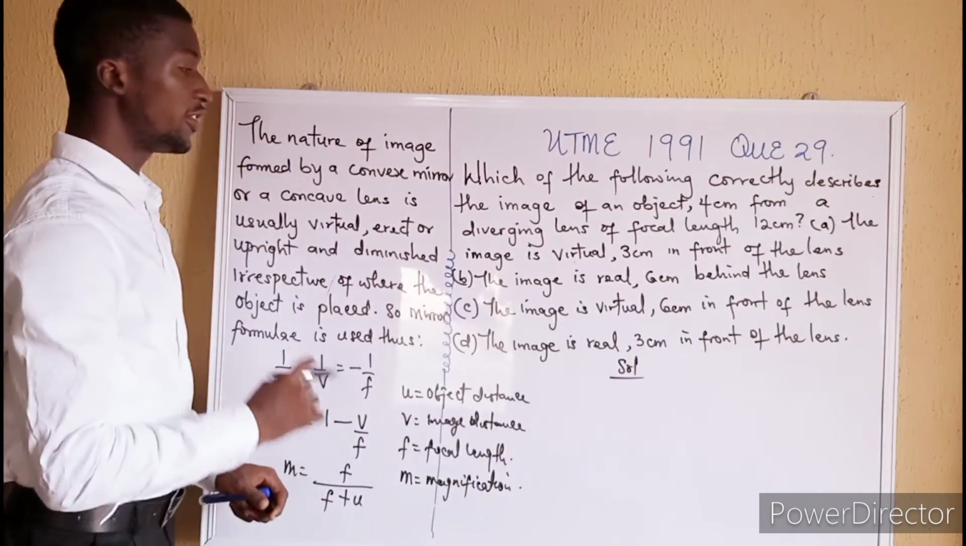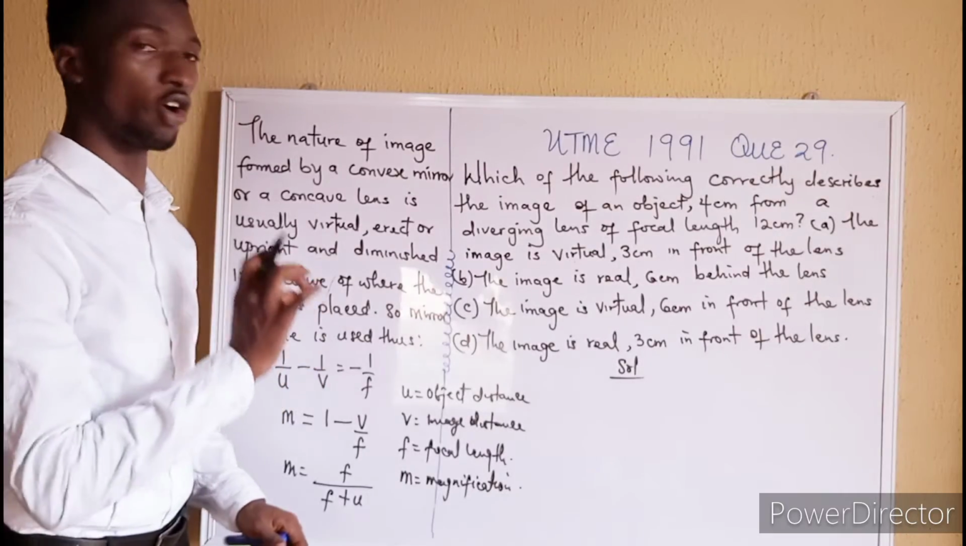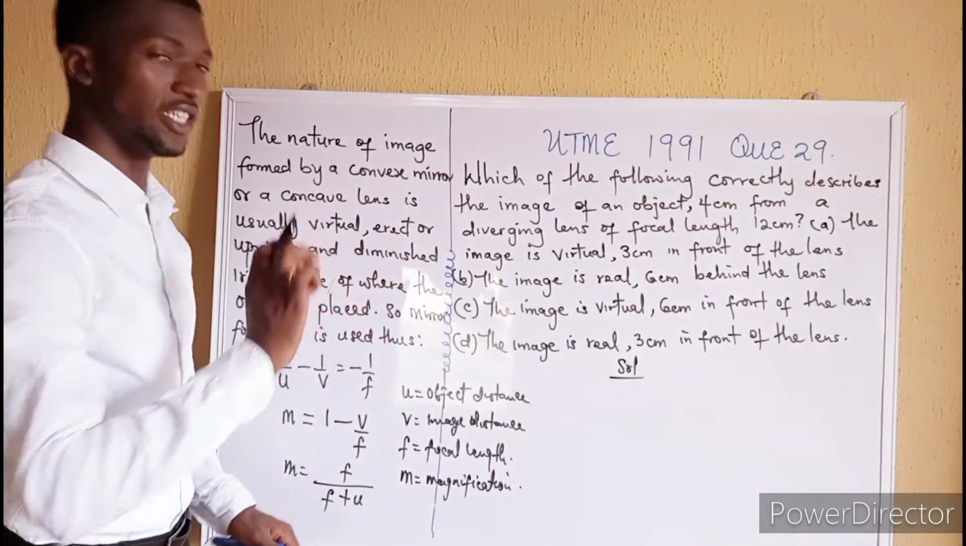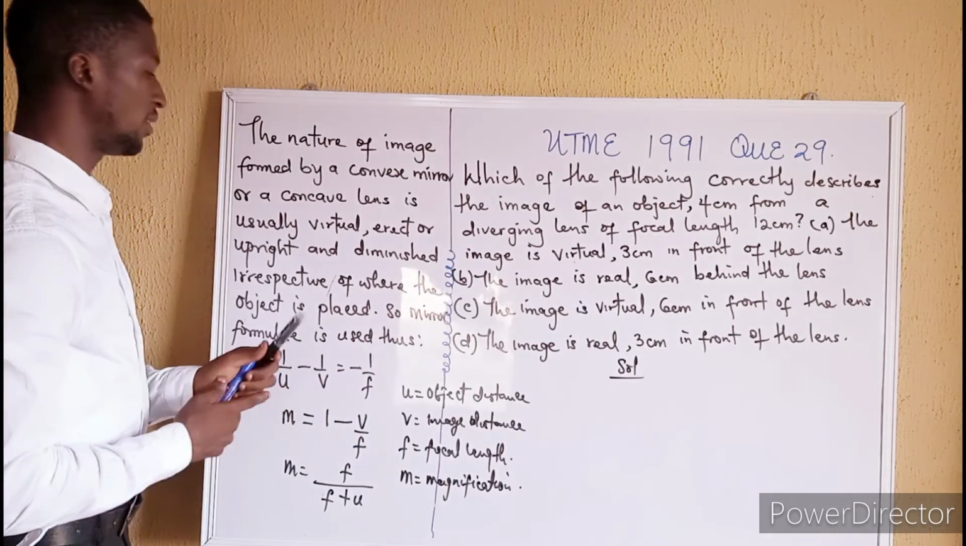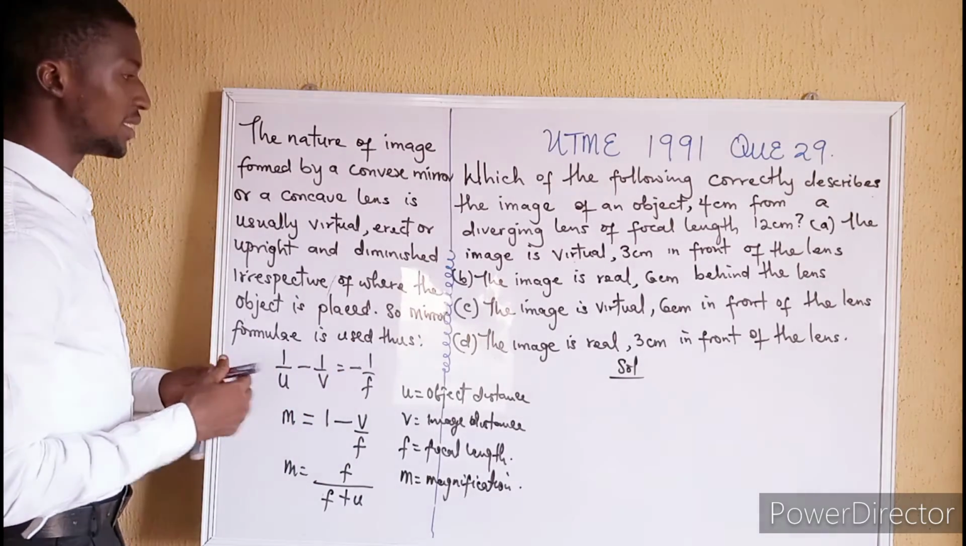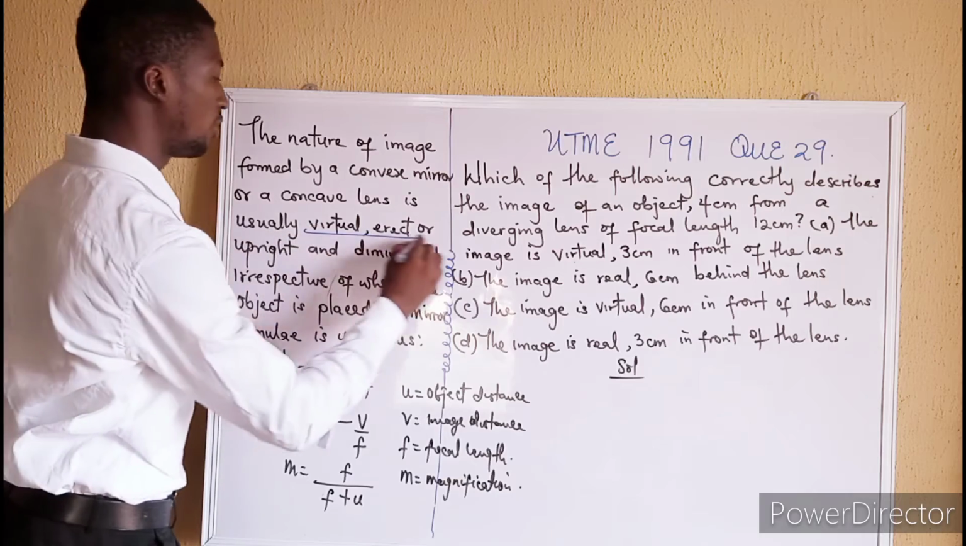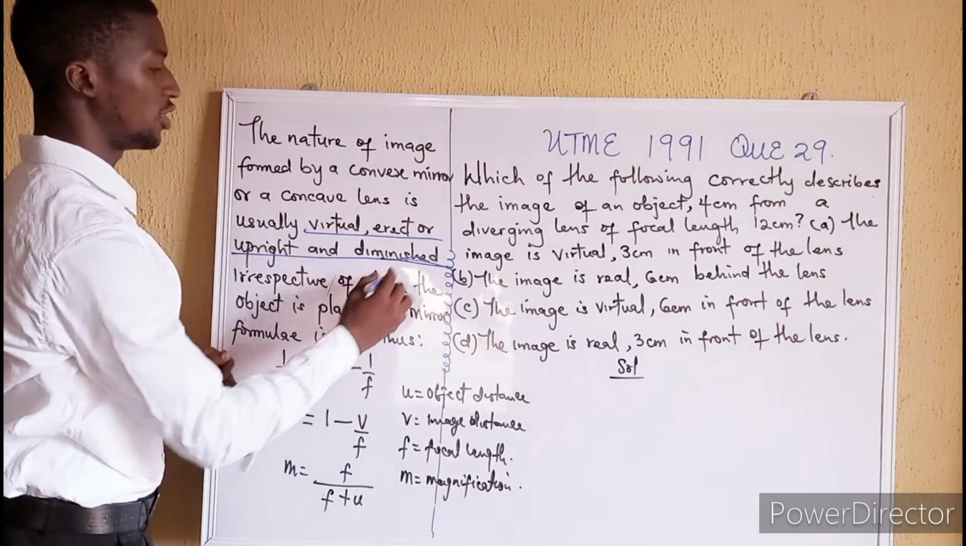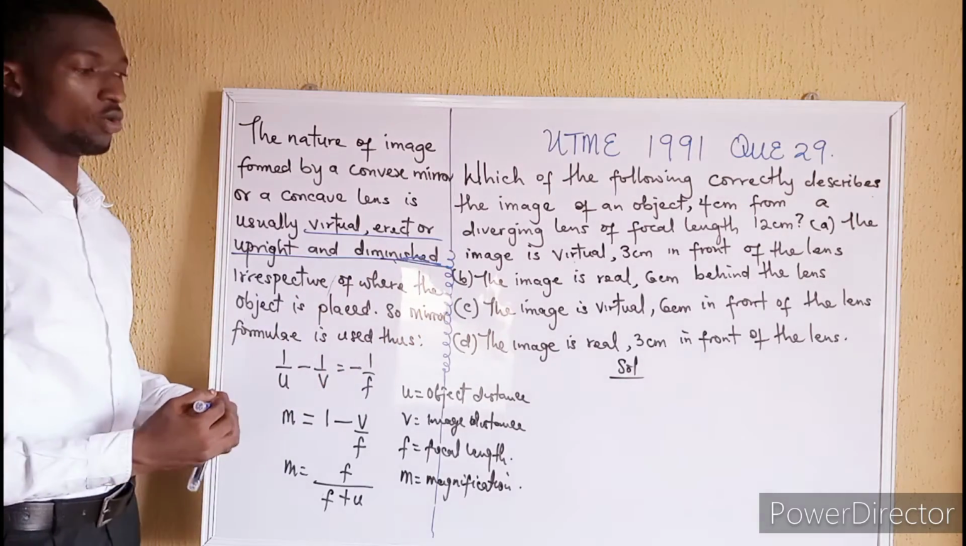Do not forget, irrespective of the position where your object is placed using a diverging mirror or a diverging lens, the nature of image is always virtual, erect or upright, and it is always diminished.